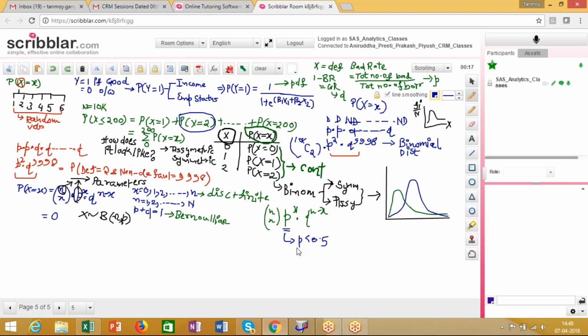So if the chance of success in one single trial is less than 0.5, then what we get to see is that the chances of getting a high number of successes is very low, and the chances of getting a low number of successes is very high. Are we clear with this?